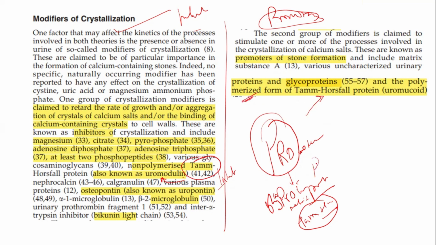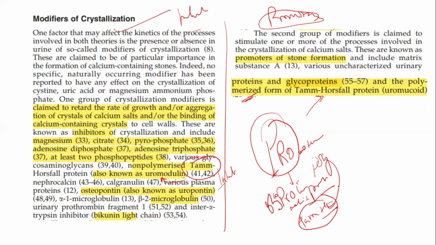So there is another P. Remember, polymerized forms are the promoters. The non-polymerized forms are the inhibitors. It's very difficult to remember.